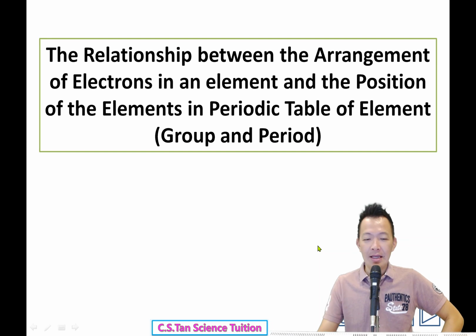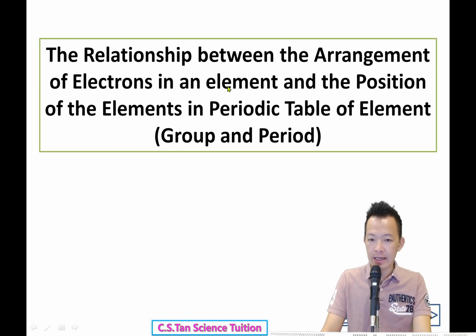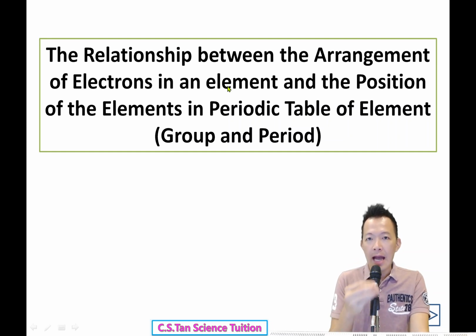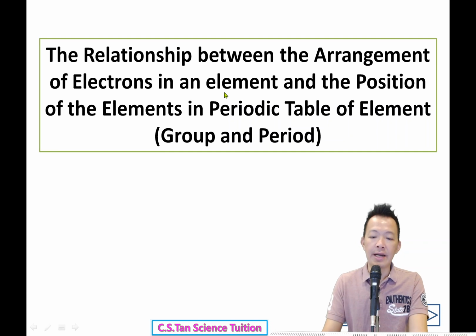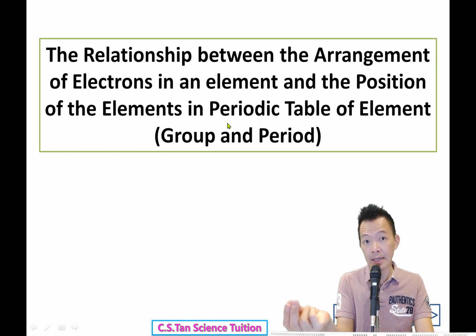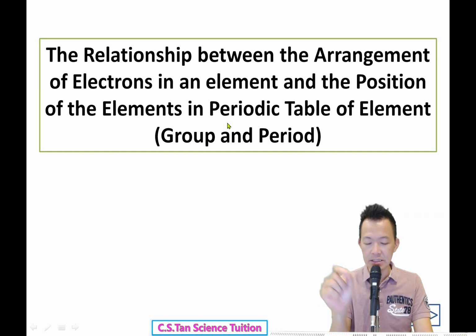OK, second title: The relationship between the arrangement of electrons in the elements and the position of the element in the periodic table. How do they affect the position of the element in the periodic table? So how do we arrange the elements into the table? OK, start now.